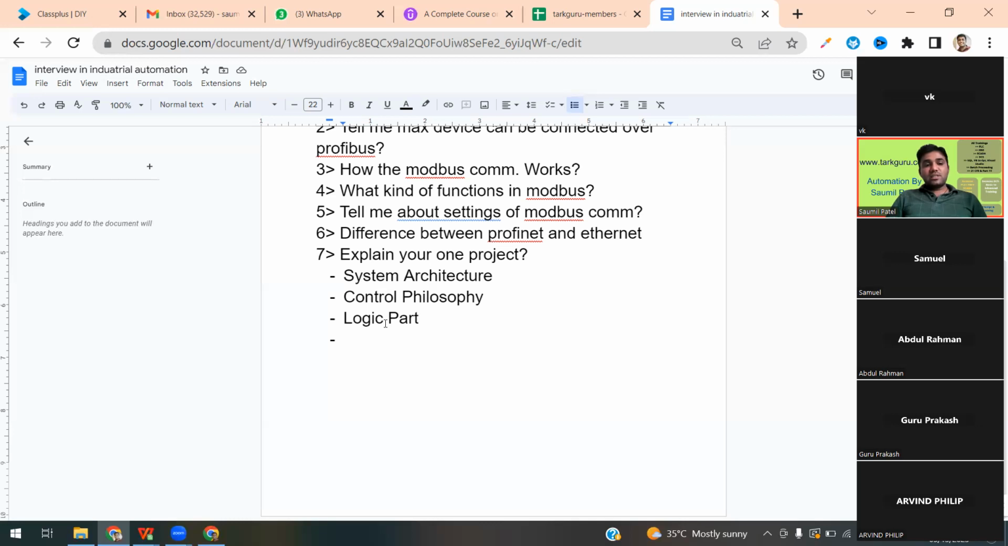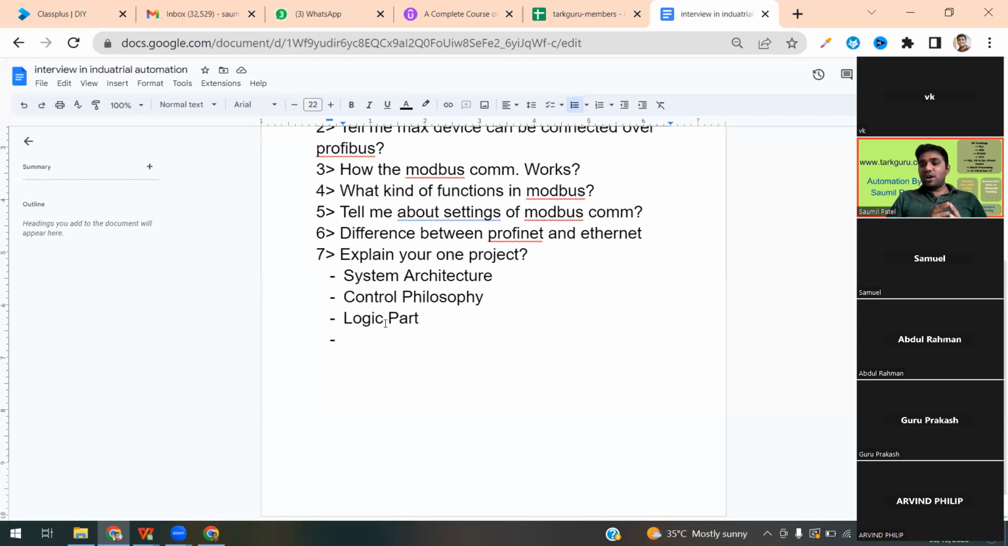Sujit says, can you explain these three points? System architecture means which kind of devices, which communication protocol, which model numbers you are using inside your project, right? So this you need to prepare and explain in front of the interviewer. Control philosophy means the steps of the process that you need to explain.